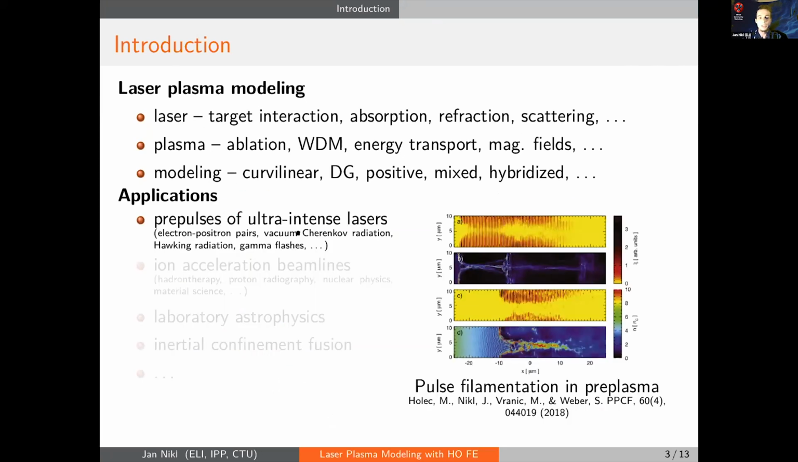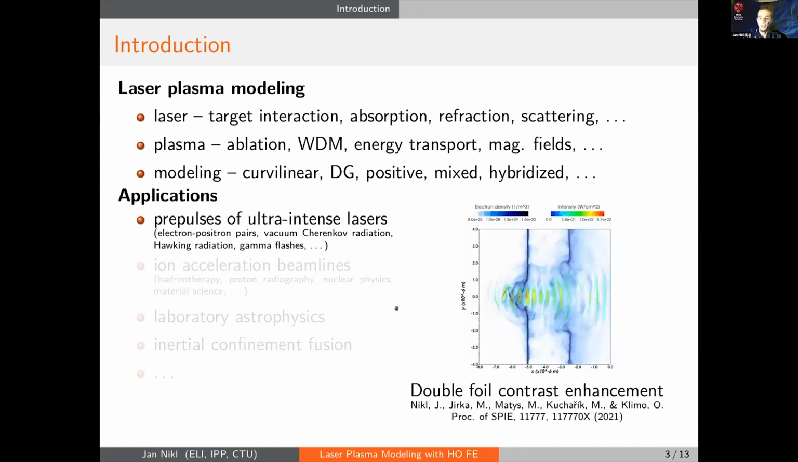So what are the applications of these? There are, of course, many, but just mentioning those I work on, it could be prepulses of ultra-intense lasers. So the prepulses cause generation of preplasma, which then filaments the main pulse in intensities, and you may see also the electron densities here. But due to a clever design of the target, we may tame this mechanism and actually even increase the intensity and contrast of the laser.